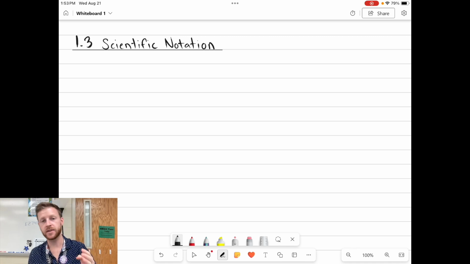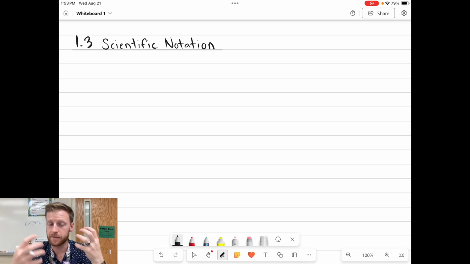Now, when it comes to scientific notation, it can seem really complicated because we're taking really big or small numbers and squeezing them down into what seems like a math equation. And because of that, it can be kind of overwhelming sometimes. But it is an amazing tool to allow us to represent these numbers in a way that makes sense.